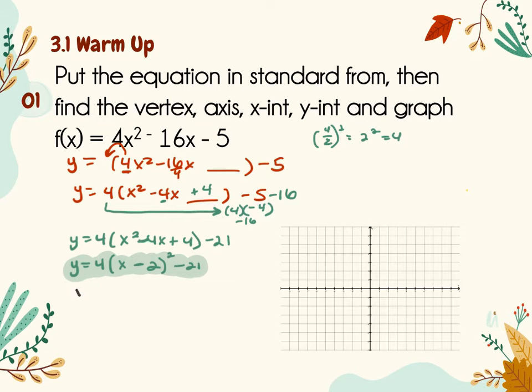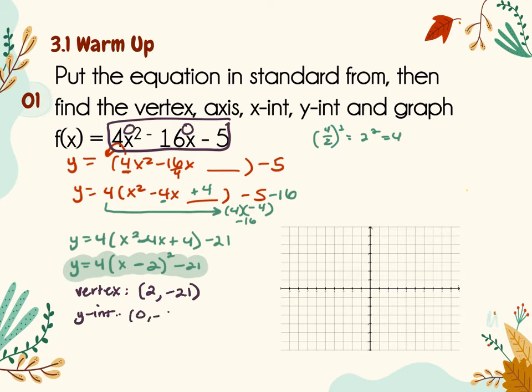Okay, then I identify my vertex. When it's in standard form, I do the opposite of what follows x, which would be a positive 2, and then whatever's outside the parentheses, I keep the sign on it, which is a negative 21. My y-intercept is the easiest thing to find next. If I go back up to the original, this would have been a 0, this would be a 0, comma, negative 5. Again, y-intercept we find by plugging in x as the 0.